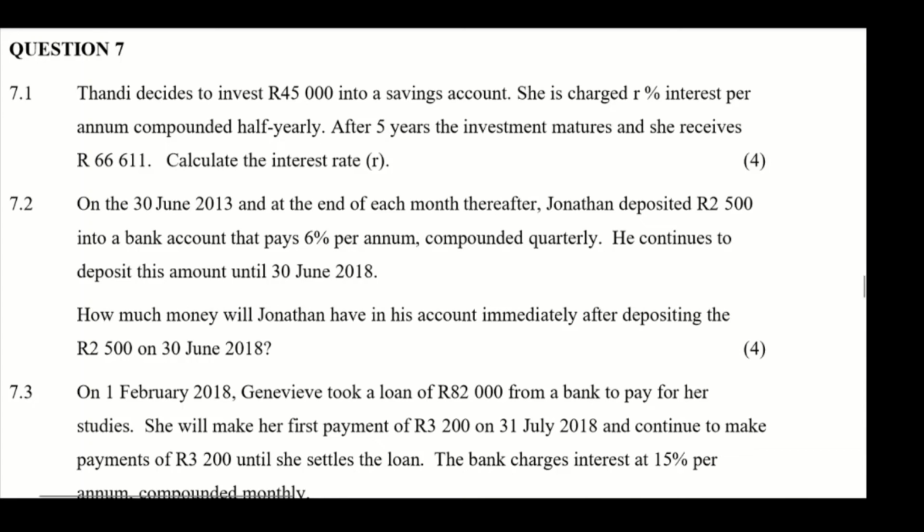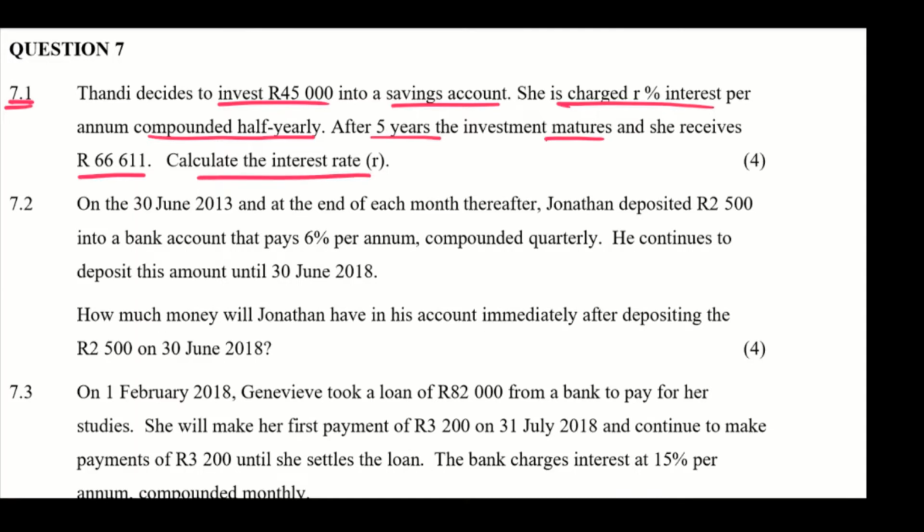Okay, so now we're going to do question 7. 7.1 says that Tandy decides to invest 45,000 Rand into the savings account. She is charged an interest rate of R%, compounded half yearly. After 5 years, the investment matures and she receives this amount of 66,611. Calculate the interest rate, right?